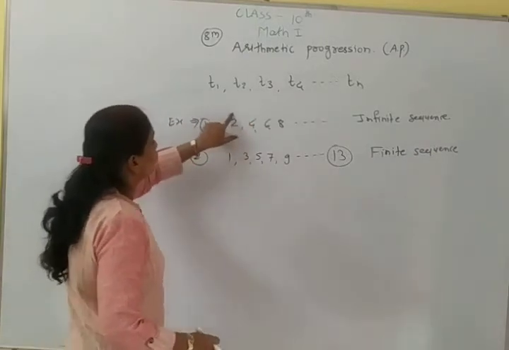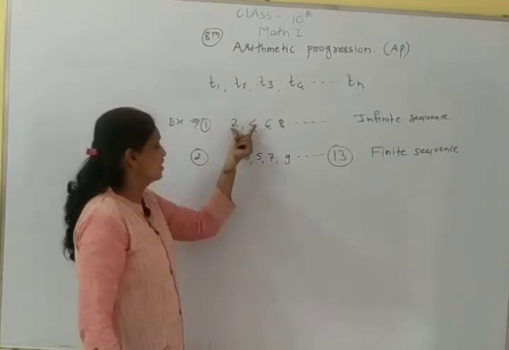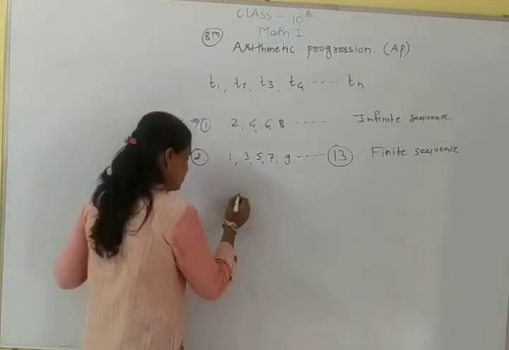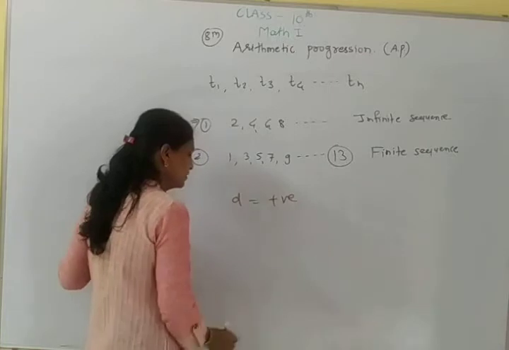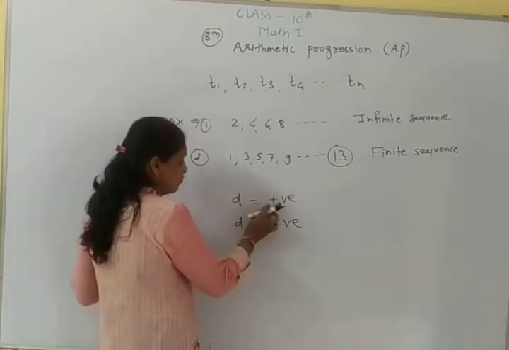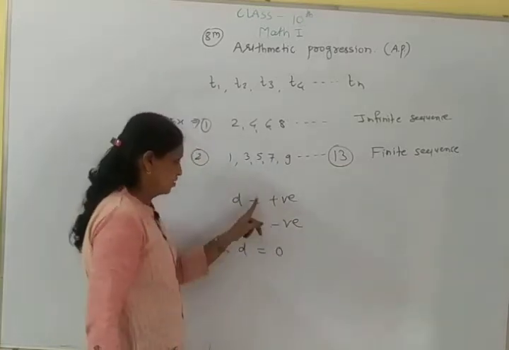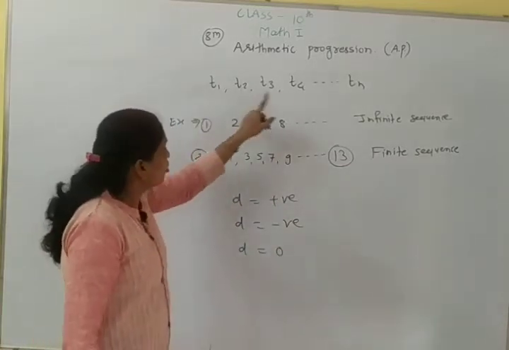Difference of two consecutive terms can be positive, negative and 0. The difference of two terms can come out positive, D can be negative, D can be positive, D can be negative and D can be 0. Okay, this is called the nth term.